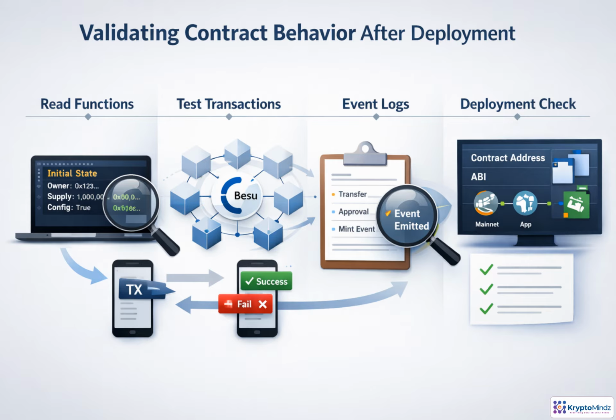Now the contract needs to prove itself on the actual Besu network. Start with read calls, such as checking the asset registry owner and initial configuration. Then send a small controlled transaction, like registering one test asset, and confirm the state changed. Next, inspect the emitted asset registered event. Finally, verify the application is using the same contract address, ABI, and network settings you just validated.